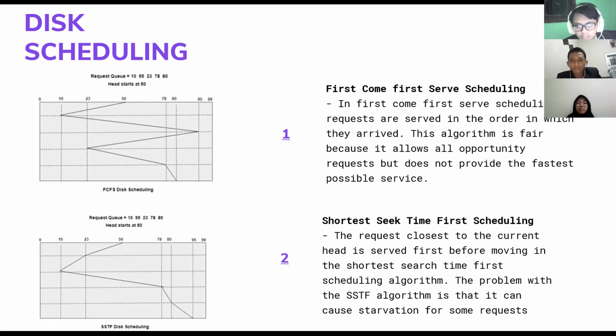The second one is shortest seek time first scheduling. The request closest to the current head position is served first before moving on. The problem with the SSTF, or shortest seek time first, scheduling algorithm is that it can cause starvation for some requests.